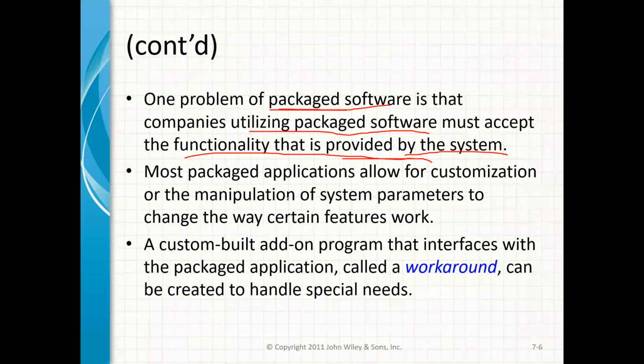And in most of the systems, they allow for customization or the manipulation of the system parameters. That's why you see, in most of those systems, the level of customization we can have is only to do something in terms of preferences. You can change the background, you can change the font size. They put in some parameters so that you can customize it.